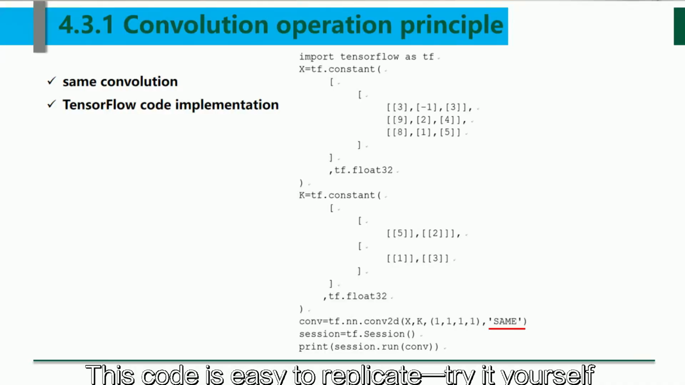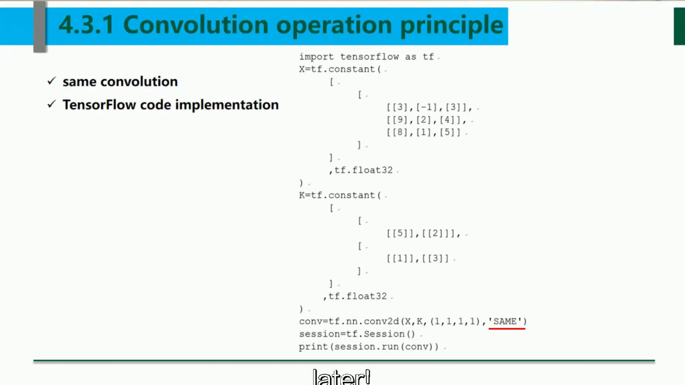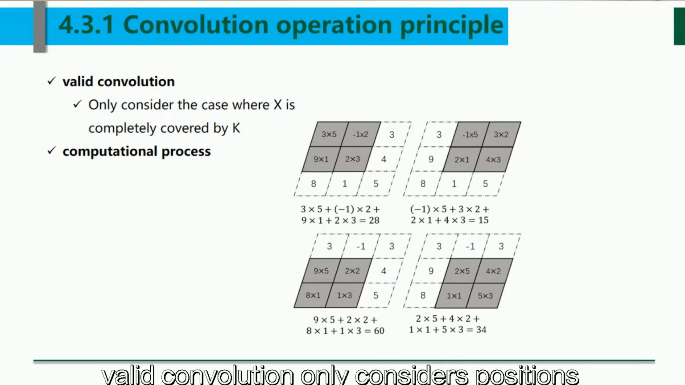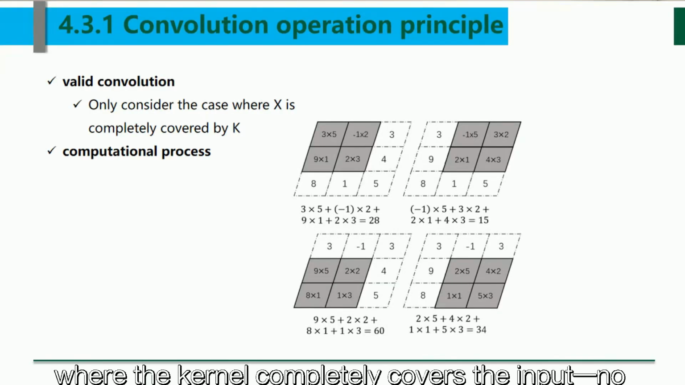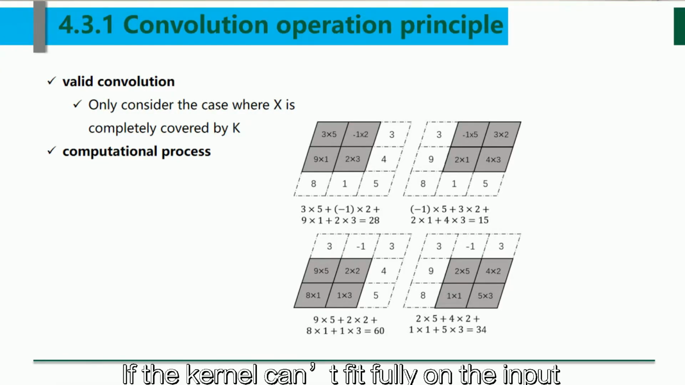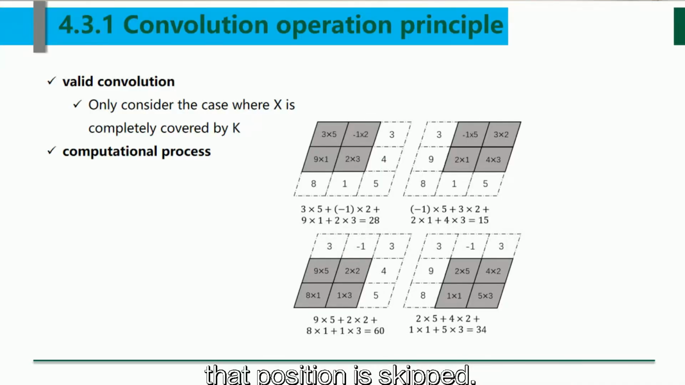This code is easy to replicate, try it yourself later. The third type is valid convolution. Unlike full or same, valid convolution only considers positions where the kernel completely covers the input, no overlap with edges, and no zero padding. If the kernel can't fit fully on the input, that position is skipped.